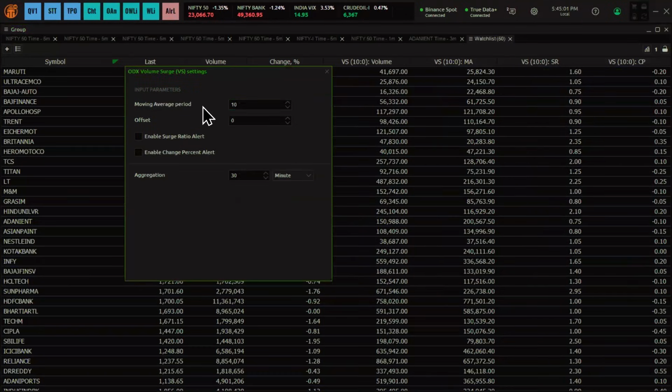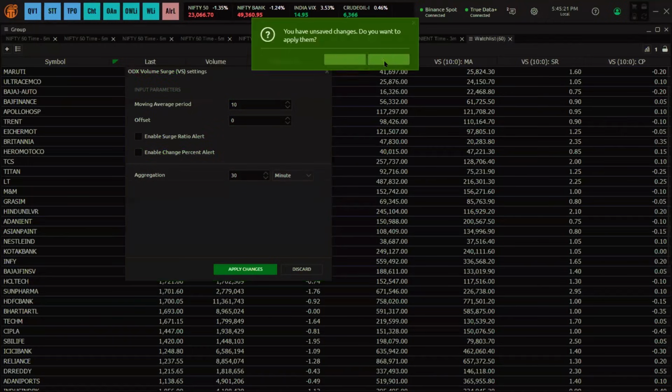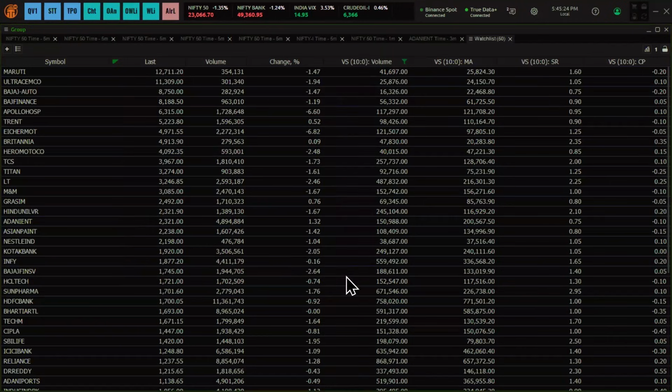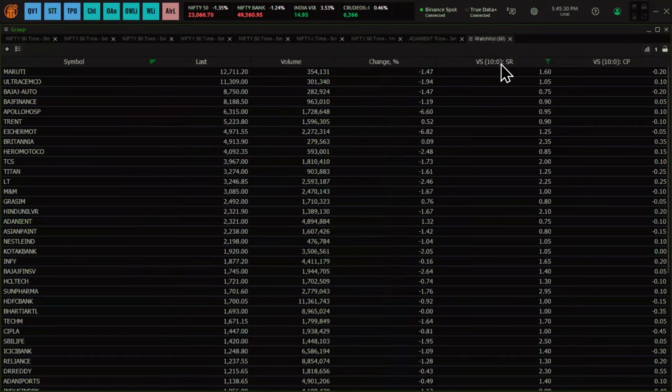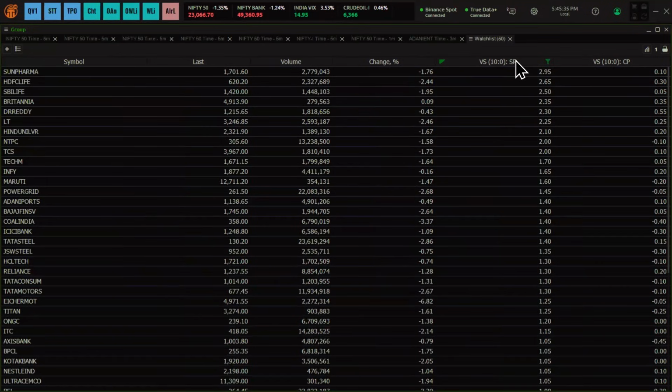You need to do the settings, so whatever moving average you want. I want the average of the last 10 candles of 30 minutes. And then you have some other options here where you can enable the alert for the surge ratio of 5 times, or for the change in percentage. These two are not really that important, so I'll just hide this because these are common. Volume I don't want to see, average I don't want to see. I am interested in surge ratio and change percentage. Now, what this surge ratio shows is that the latest 30 minute volume is 3 times more than the average volume.